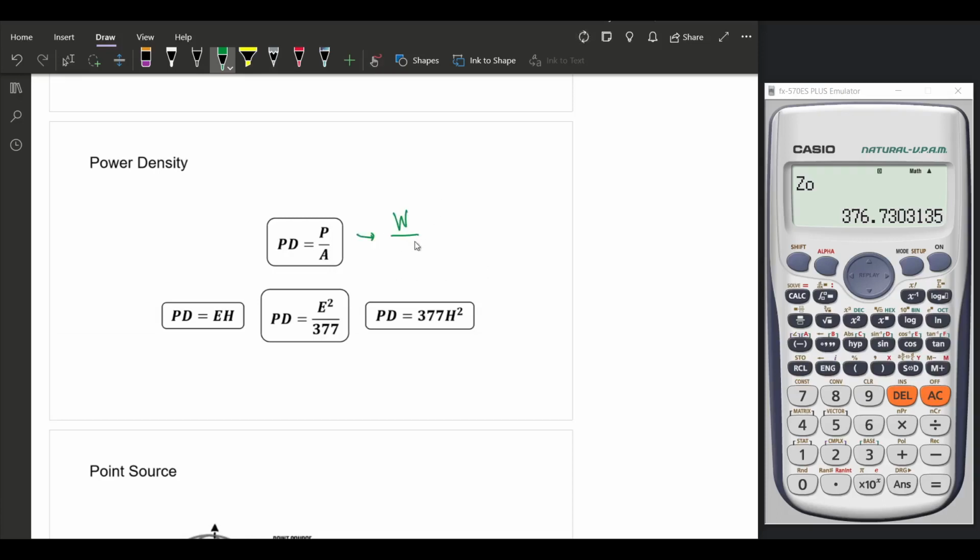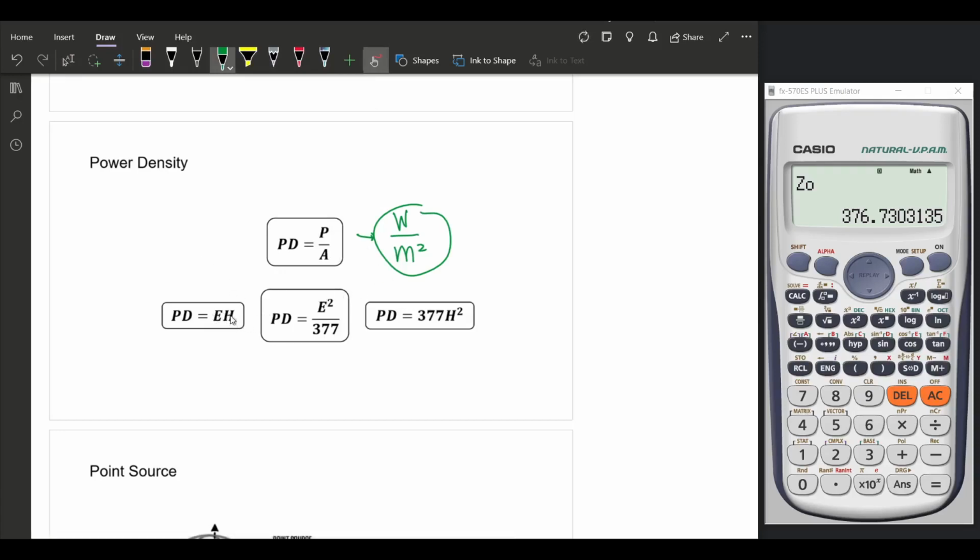So, the unit is watts per meter squared. So, it is commonly expressed in that unit. So, pakatandaan yon. The unit of power density is usually watts per square meter. Okay? Then, other formulas na related sa power density.